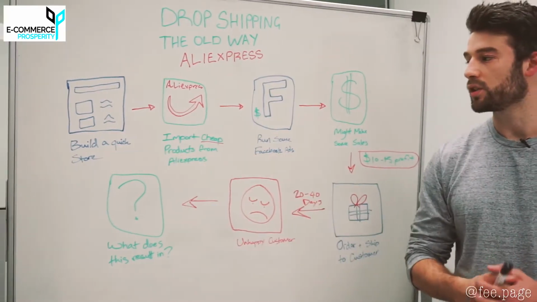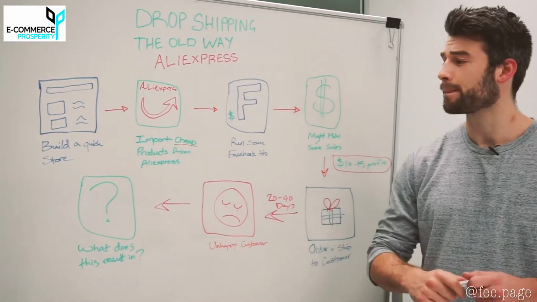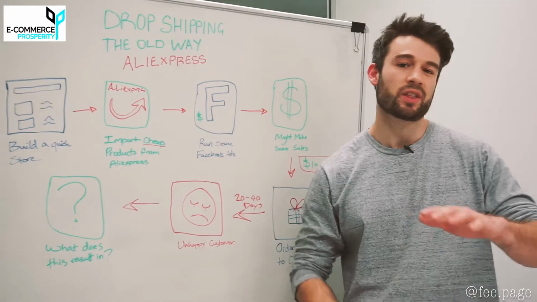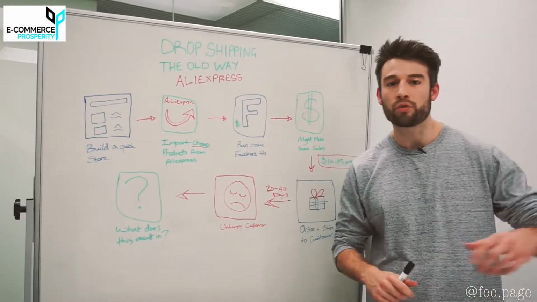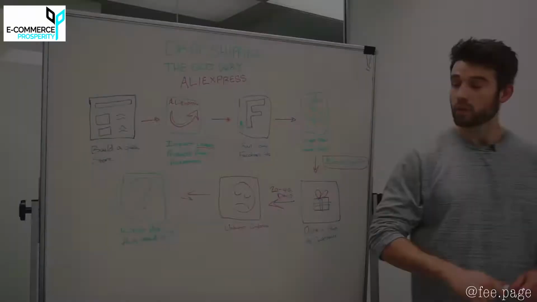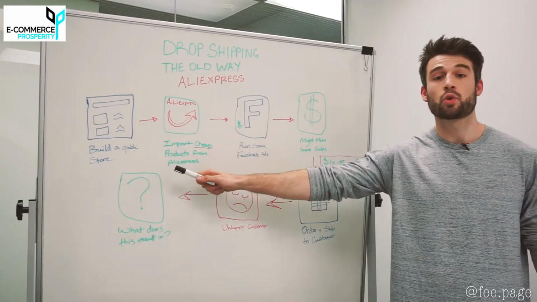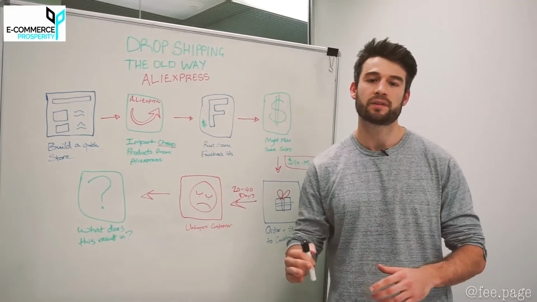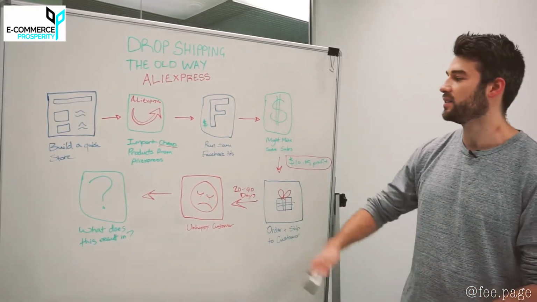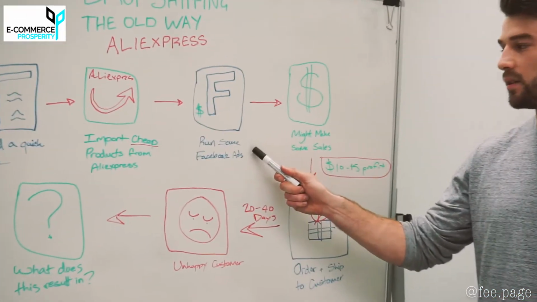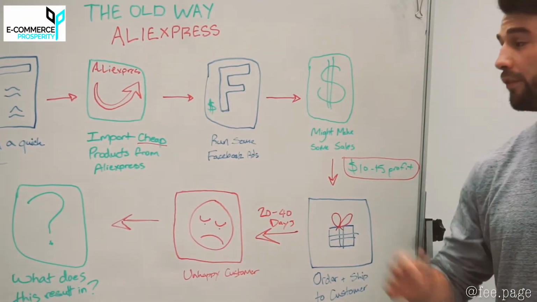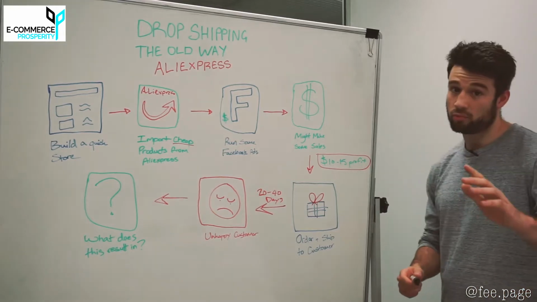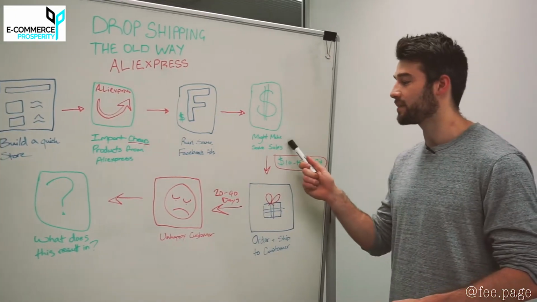So usually this will involve using Shopify, and then you're importing cheap products from AliExpress. So you're thinking about the phone cases, the wolf mugs, the kitchen accessories. You import those products into your store and you usually price them anywhere between $20 to $50. Now the next step after that is you run some Facebook ads, usually video formats on Facebook and the Instagram feed. And then once you have those ads running, you might make some sales.